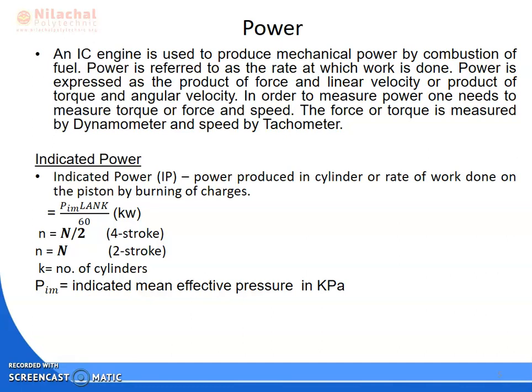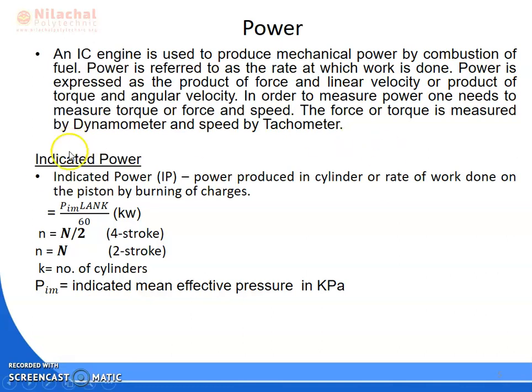Here the crankshaft is a rotating device, so we have to calculate the torque and the speed. From where do you get the torque? At the crankshaft, the torque is measured by a dynamometer and the speed of the engine is measured by a tachometer. From that we get the power.